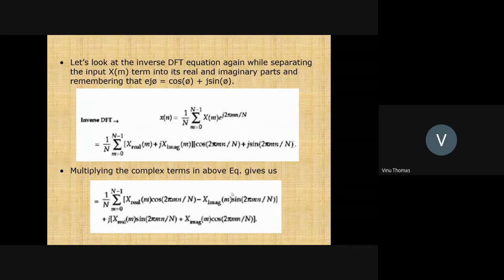So this is what you compute with your IDFT. When you write everything in terms of the real and imaginary components, in the rectangular form for representing the complex number, you can write in this form. So this is the IDFT expression in the rectangular form. Okay.